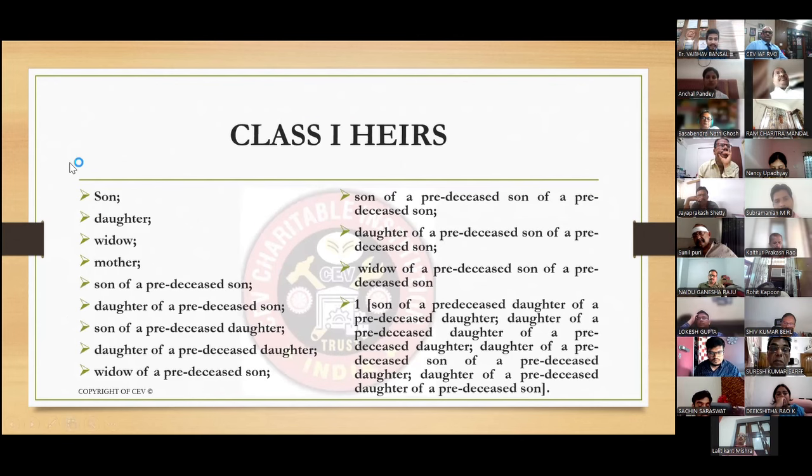Now these are the Class 1 heirs. These are the 16 relations mentioned in the Schedule of the Hindu Succession Act 1956. You can see some very important relations mentioned here, like son, daughter, widow, mother, son of predeceased. Predeceased means the person who died before the succession opened, meaning before the propositus. He died before the propositus.